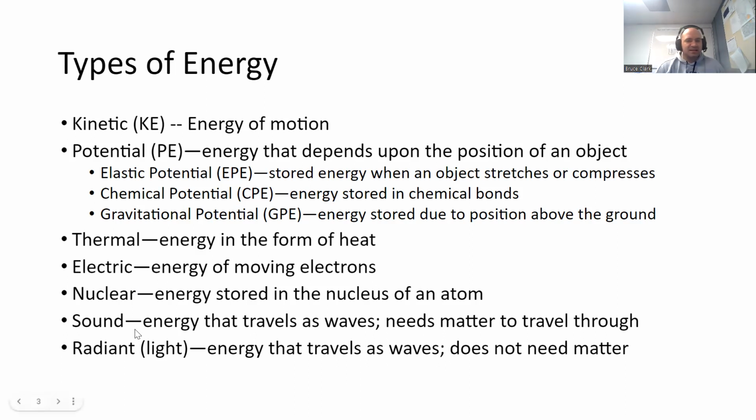These last five we're going to spend less time talking about. Thermal energy is energy in the form of heat. Electric energy is energy in moving electrons. Nuclear energy is energy stored in the nucleus of the atom. Sound energy is interesting. It's energy that travels as waves. They need matter to travel through, though, but we've all heard of ultrasounds before. And then radiant light energy, which travels as waves and doesn't need matter. Think about UV light, which has a lot of energy that can do harmful things to your skin.